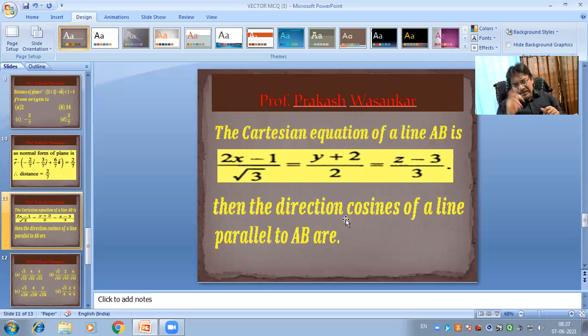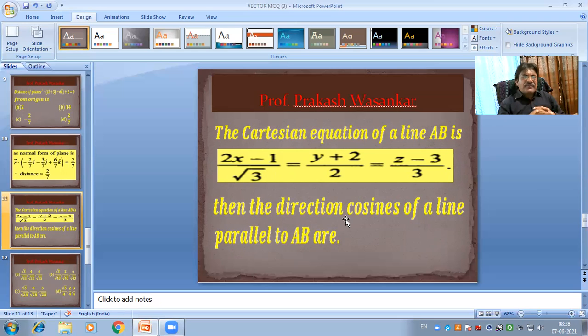And we know that in three-dimensional geometry, this is one key point: if two lines are parallel, then their DRs are equal. And if I know the DRs, from these DRs we find the DCs by using the formula l = a upon under root a square plus b square plus c square, m = b upon under root a square plus b square plus c square, n = c upon under root a square plus b square plus c square.